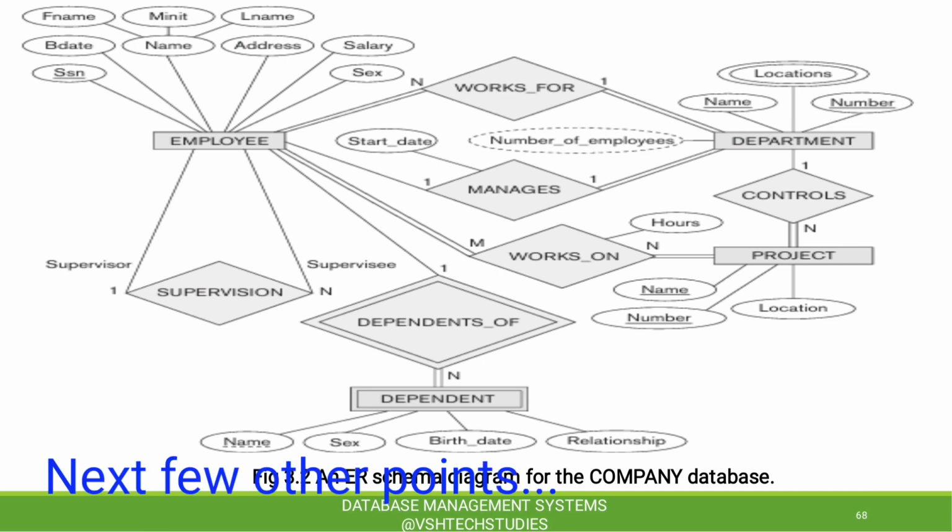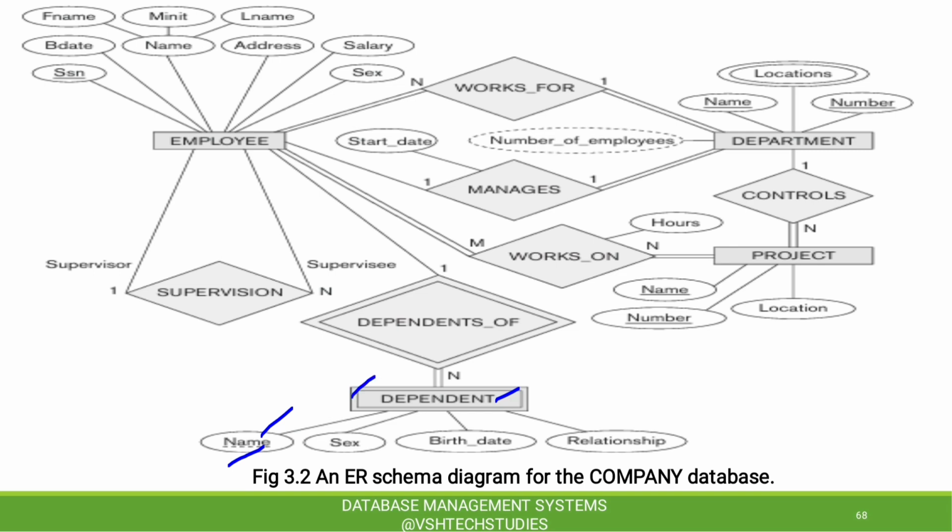Here in case of dependent entity, name attribute is shown with dashed underline. That indicates that it is the key attribute of weak entity. Next, this start date attribute on manages relationship shows when an employee started managing the department that needs to be recorded in the database.